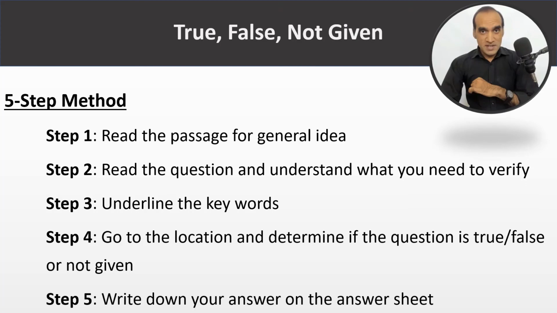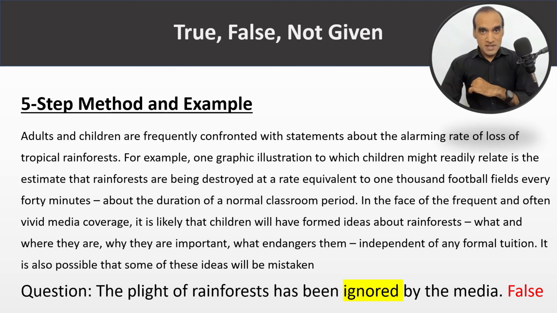Let's do this example by following this method. Okay, the first step, read the paragraph for a general idea. Second step, let's look at the question now. It says, the plight of the rainforest has been ignored by the media. Now the third step, we underline the key words, that is, ignored by the media. We have to understand if the media has given any attention to the rainforests.